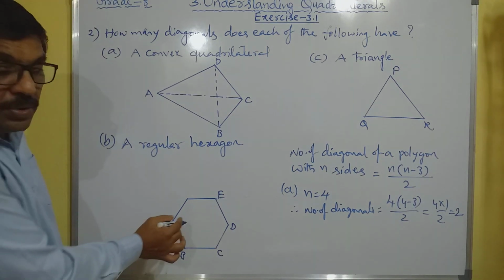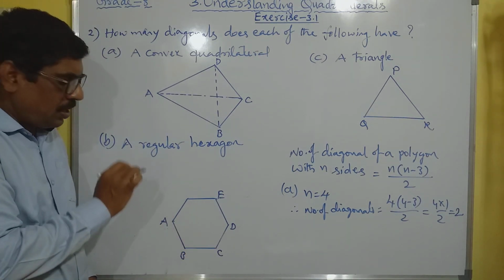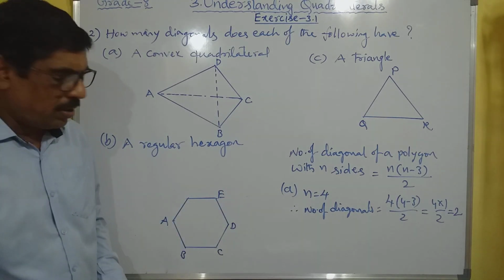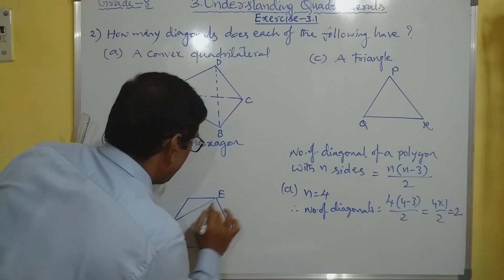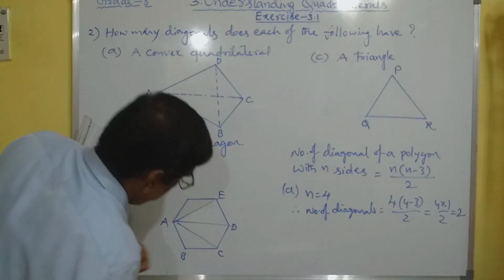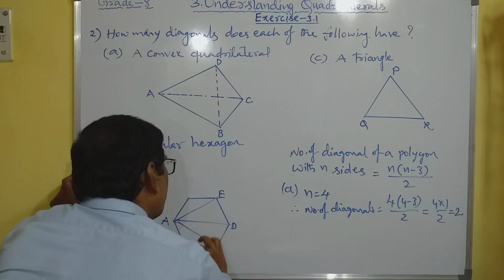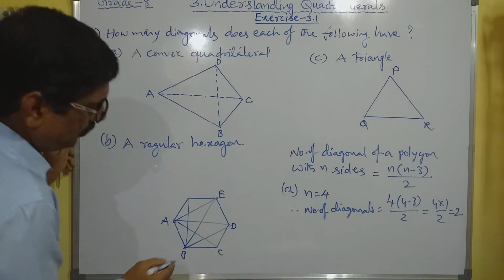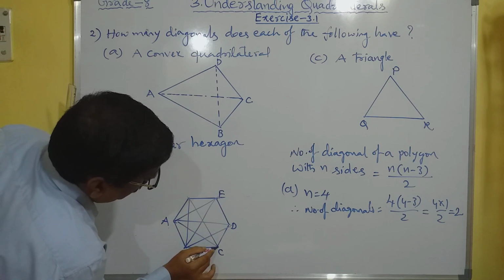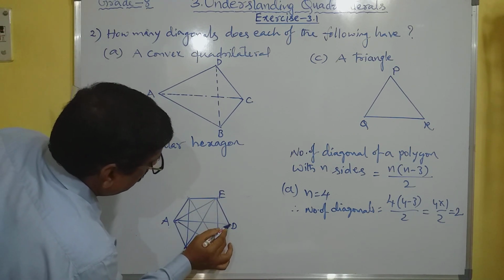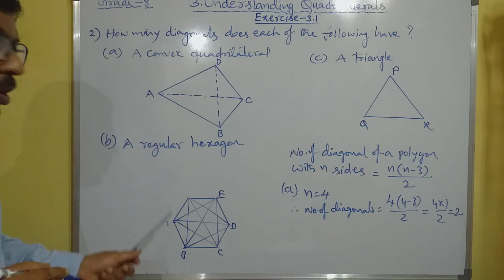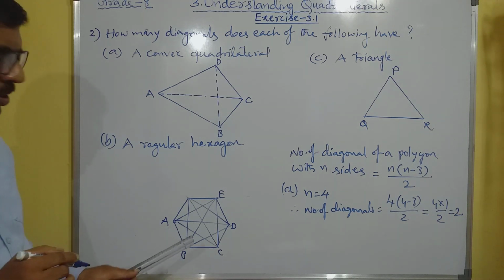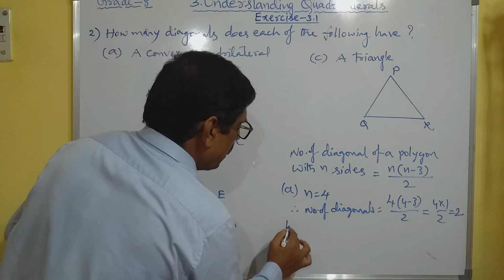Now let us try to draw the diagonals, the number of diagonals for this. By drawing we can find how many diagonals we get, and we will check that with the formula also. Now see, here diagonal 1, diagonal 2, diagonal 3 from B, diagonal 4, diagonal 5 and diagonal 6 from C, diagonal 7, diagonal 8 from D, diagonal 9. We got 9 diagonals. Whether it is correct or not we have to check. It is a regular hexagon.